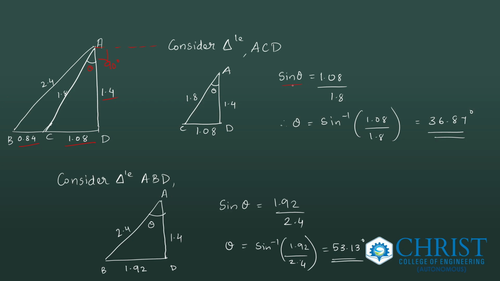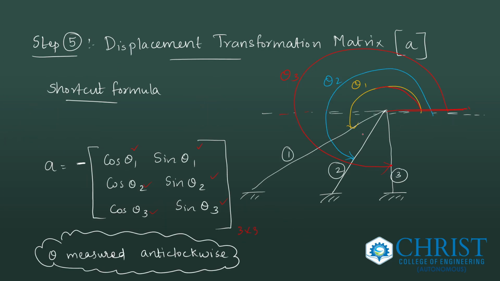So I take sine theta. Sine theta is opposite by hypotenuse, that is 1.08 divided by 1.8. I get theta as 36.87. So why did I find this 36.87 angle? Just go back. I have to find the value of theta 2. How will I find the value of theta 2? From 360, I can subtract this 90 degrees, as well as this 36.87 degrees. Then I will get the theta 2 value, right?